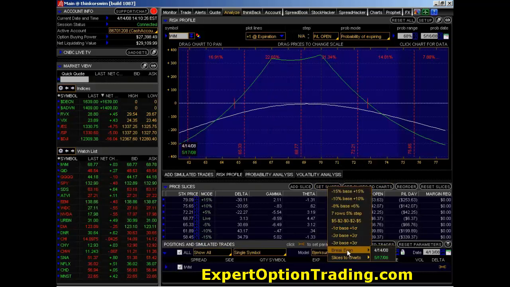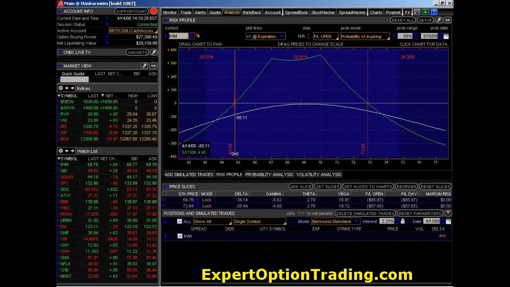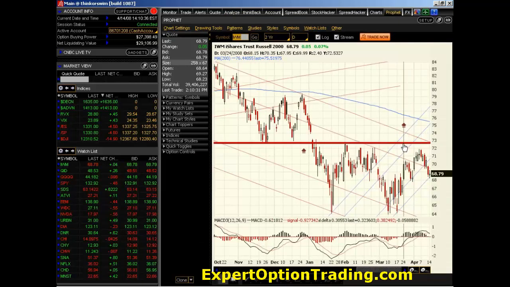Let's set our slices again to break even. And you can see we're still down around 64.5, 65, and 73 on the upside, which is exactly where we set our resistance and support points, because we've been in a trading range here.